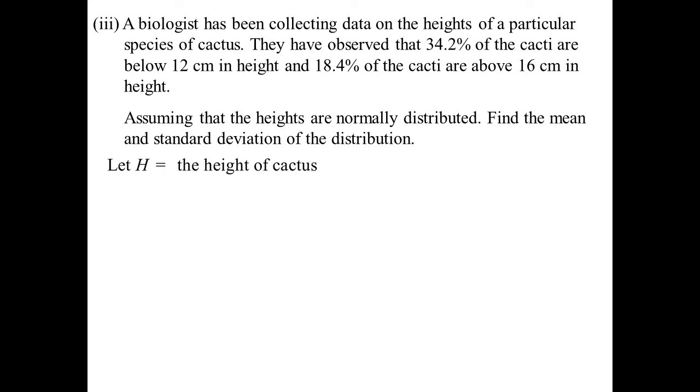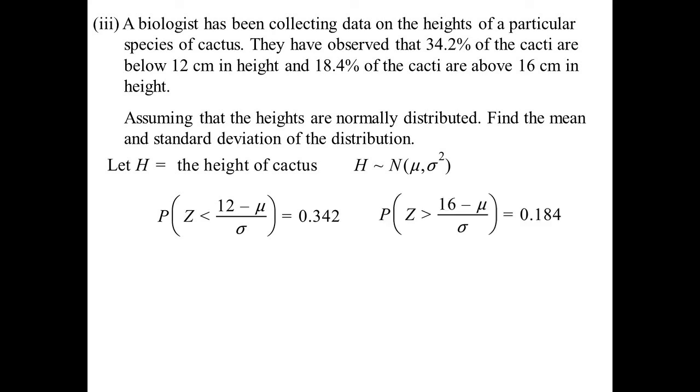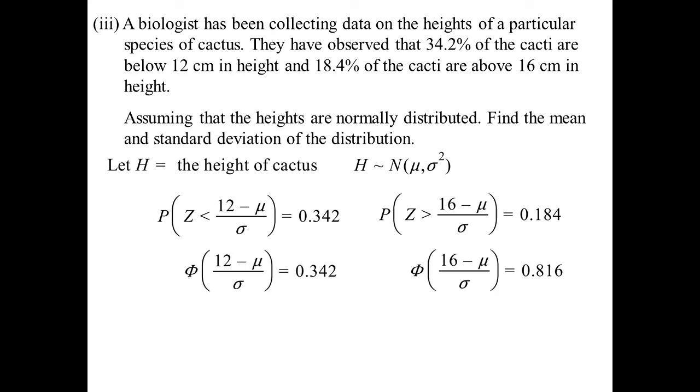So H is going to be the height of my cactus. Normally distributed, but we don't know either the average or the variance. So the probability that Z is less than (12 minus mu) on sigma is 0.342, and the probability that Z is greater than (16 minus mu) on sigma is 0.184. So the cumulative probability is 0.342 for the left one, but the cumulative probability for the right hand one would be 0.816.